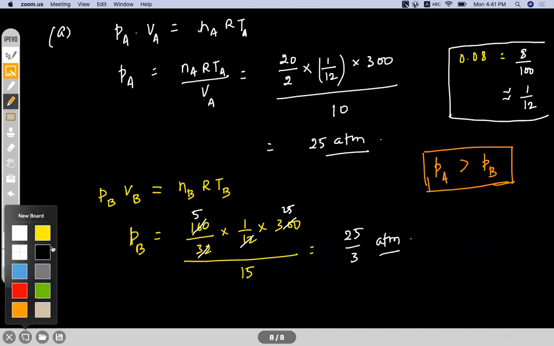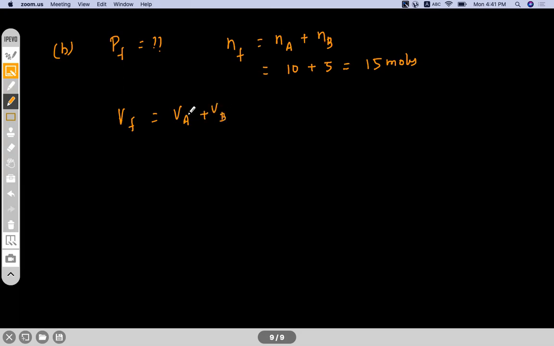To find out the second part, we need to find the total pressure, PF. The total number of moles, NF, equals the number of moles of A plus the number of moles of B. The number of moles of A is 10 moles of hydrogen and 5 moles of oxygen, so we have 15 moles present here. The total volume VF equals VA plus VB, which is 10 plus 15, 25 liter volume.